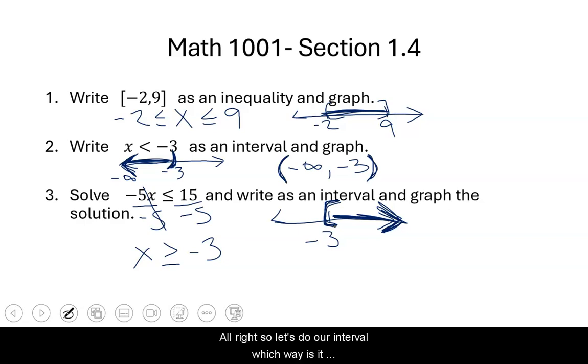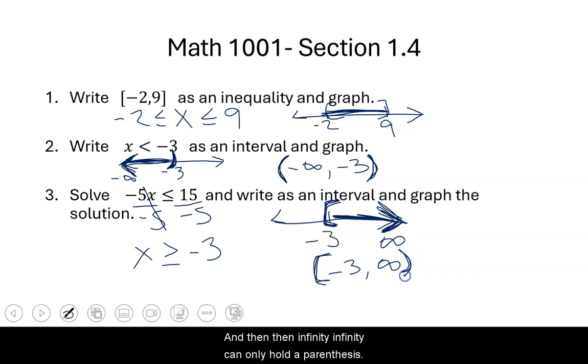All right, so let's do our interval. Which way is it shading? Is it shading towards the -infinity or the +infinity? It's going towards the +infinity. So I need to list my smallest number first, comma, largest number. So -3 is the smallest, comma, +infinity. Now -3, did that have a parenthesis or a bracket? It had a bracket. And then the infinity. Infinities can only hold a parenthesis.